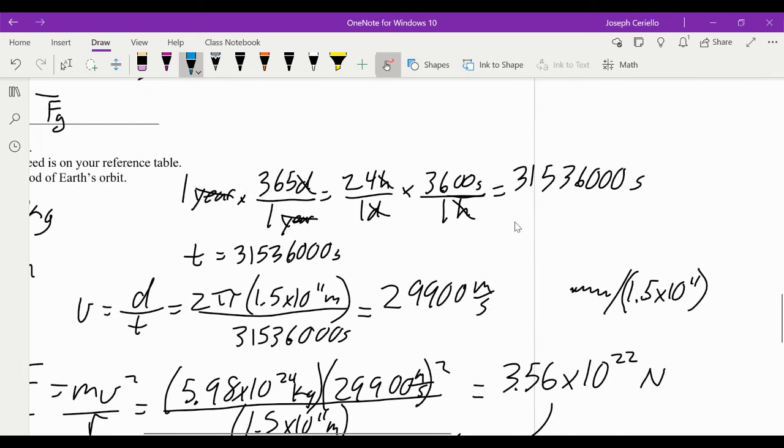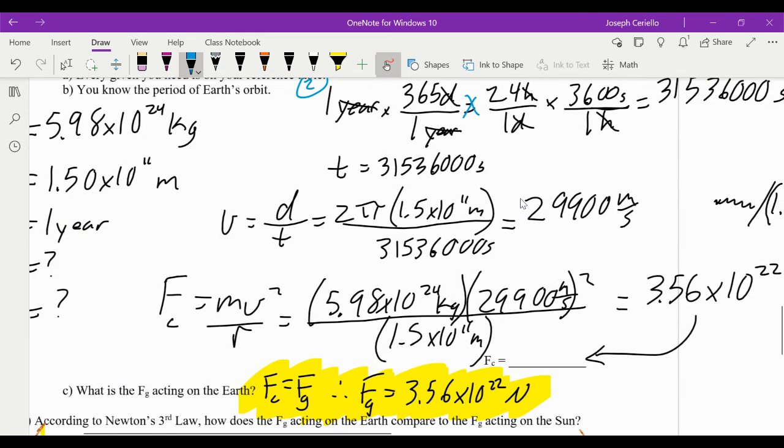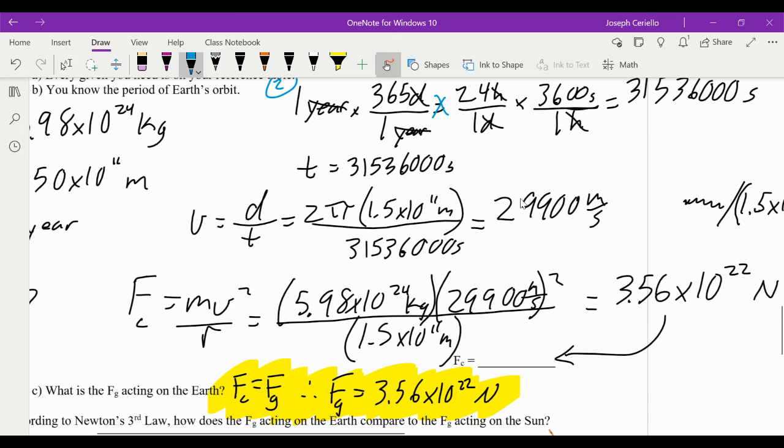So second thing I did was I converted the time to seconds. 1 year times 365 days in a year times 24 hours in one day times 3,600 seconds in an hour gives me 31,536,000 seconds. So that's our time to go around once. Now, this is all the math we've done before. These numbers are just much bigger.